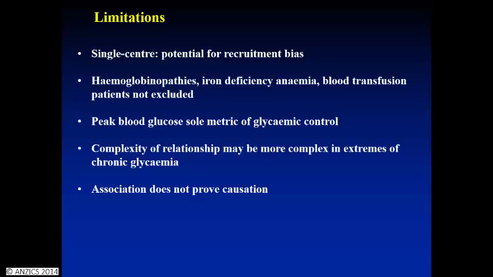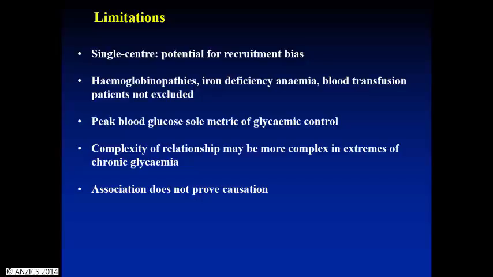There are a number of limitations. It is a single centre study, and there are factors which can alter the HbA1c which we didn't exclude, such as haemoglobinopathies and blood transfusions, although hopefully that was minimised by taking the first blood on admission to the ICU. We used peak blood glucose as our sole metric of glycaemic control, and that has been shown to correlate well to a patient's ICU stay glucose control.